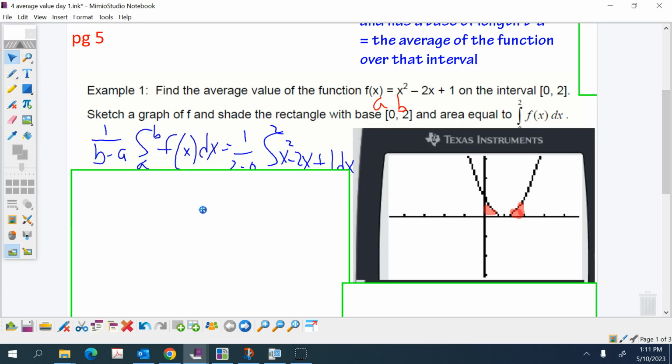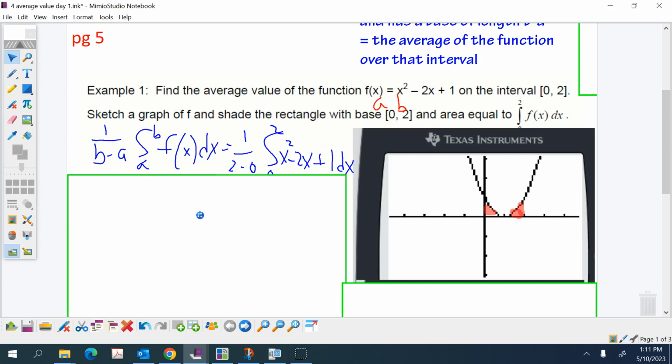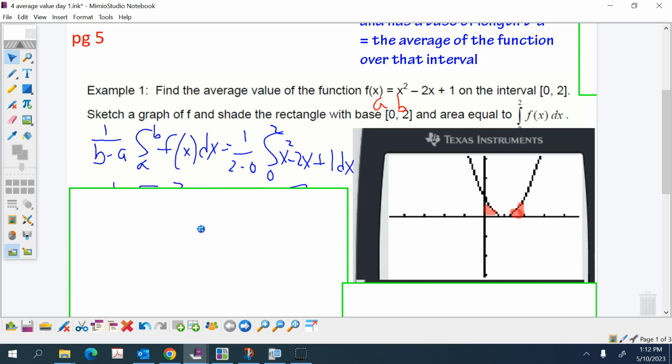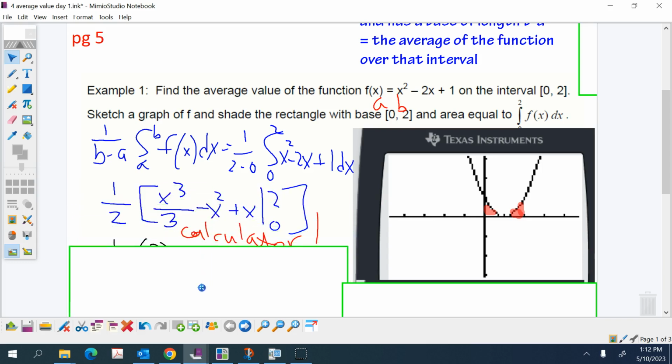I want the height of the rectangle if that area changed shape. So I'm going to set up my formula like the one on the top of the page. My a value is 0, my b value is 2, so it's 1 over 2 minus 0 times the integral. The integral calculation does not change. And you can put this in your calculator exactly the way you see it. 1 over, in parentheses, 2 minus 0, using Math 9 and using your integral function.